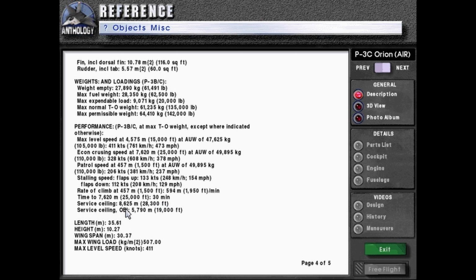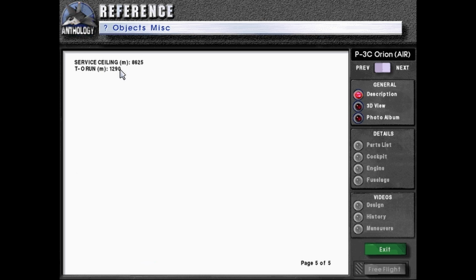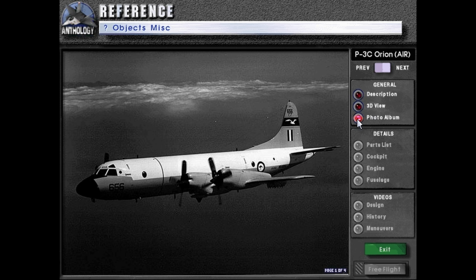Service ceiling 8,625 meters or 28,300 feet. Service ceiling OEI, 5,790 meters or 19,000 feet. Length 35.61 meters, height 10.27 meters, wingspan 30.37 meters. Max wing load, 507 kilograms per meter squared. Max level speed, 411 knots. Service ceiling, 8,625 meters. And a takeoff run of 1,290 meters.